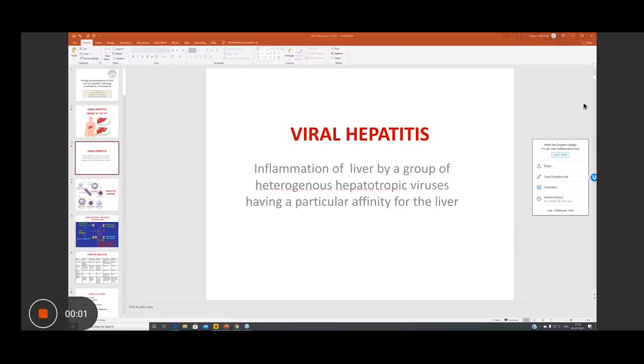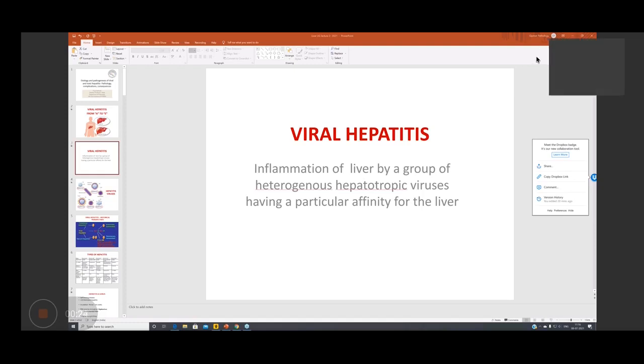There are several other viruses that could theoretically cause inflammation in the liver, like even the Epstein-Barr virus, cytomegalovirus, and herpes simplex virus, but these are not hepatotropic. They may cause inflammation of other parts of the body, and incidentally, they may cause inflammation in the liver as well. So they are not hepatotropic.